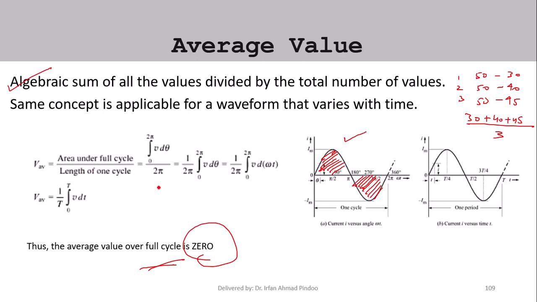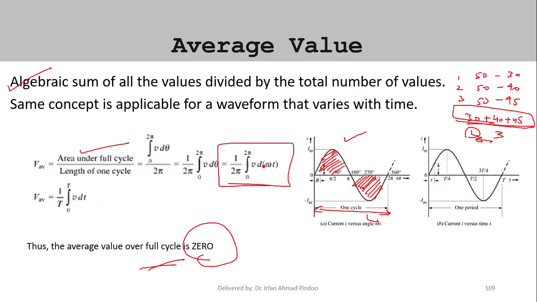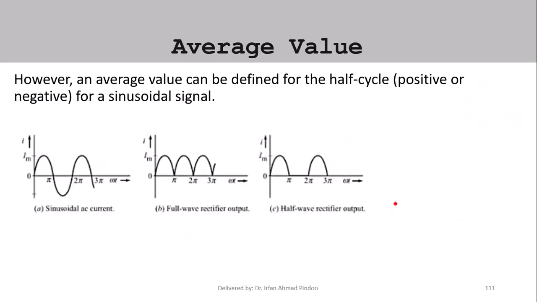So we have to use the same formula: total area under the full cycle, then the length of the cycle. This is your length of the cycle, this is the total area, right? So if we apply that formula, this will be the general formula to calculate the average value. Although for a sinusoidal wave the value remains 0, if we look at some other diagrams like full wave, half wave, you can see the value will not be 0.